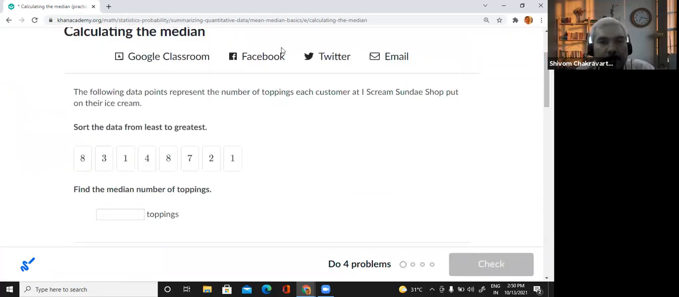So the following data points represent the bookings each customer made at One Screen Sunday shop. So it's an ice cream shop. One screen Sunday shop. Put on their ice cream. Sort the data from least to greatest.